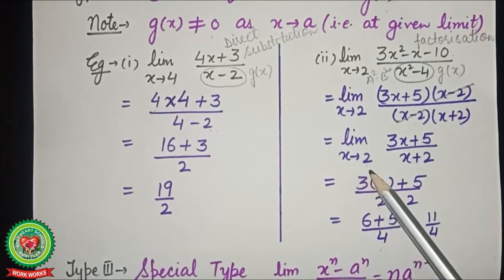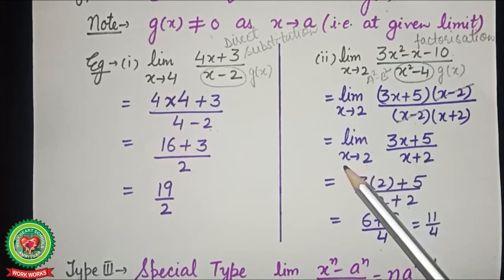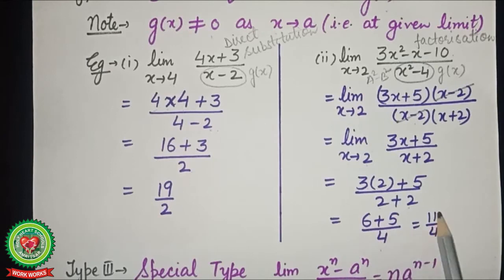Now, we will do the substitution. So, as x approaches to 2, it is 3 into 2 plus 5 upon 2 plus 2. On simplifying, 6 plus 5 upon 4. So, answer is 11 by 4. This way, you can find the limit of a function when denominator is given.